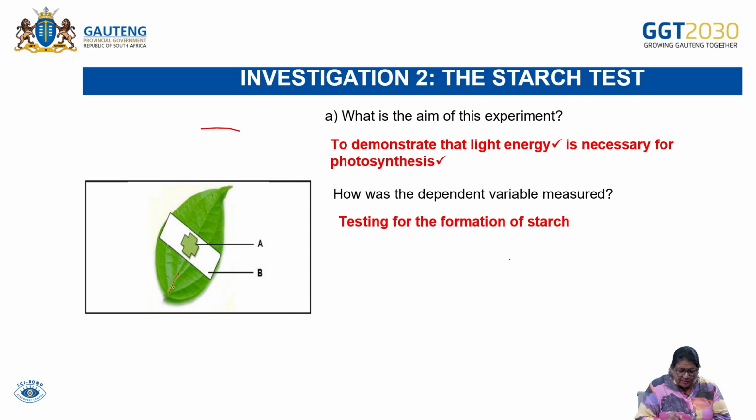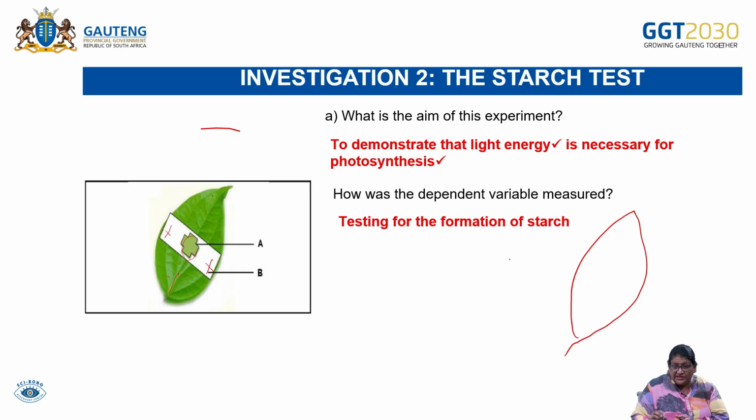You're going to put a drop of iodine there where it was green. And you're going to put a drop of iodine where it was covered, and where it was covered. And you're going to put a whole lot of iodine on this cross. And when you actually do the starch test, you're going to see the results on this leaf.